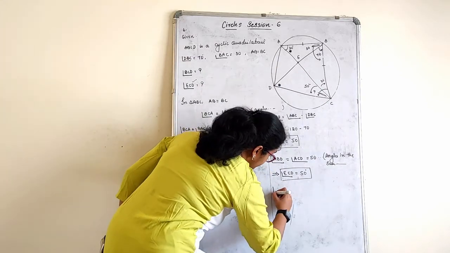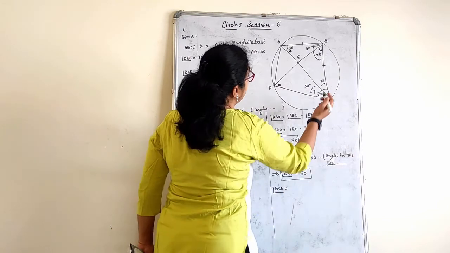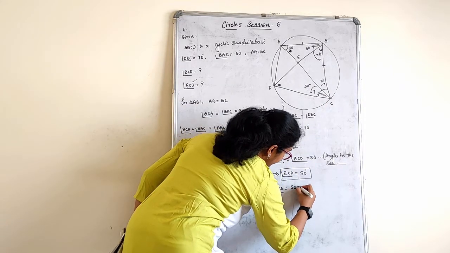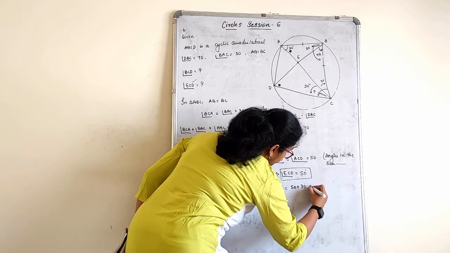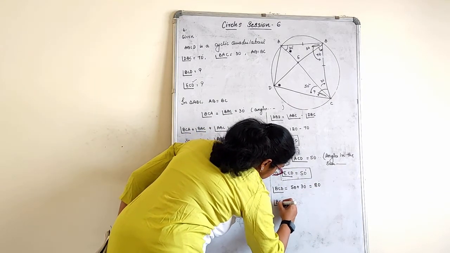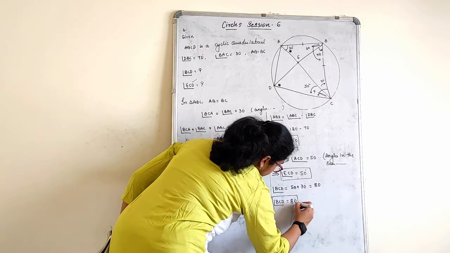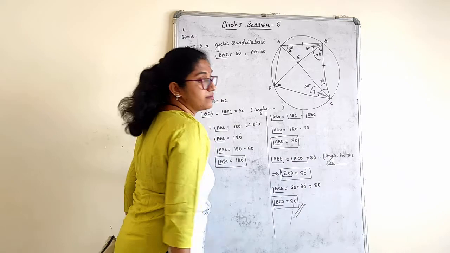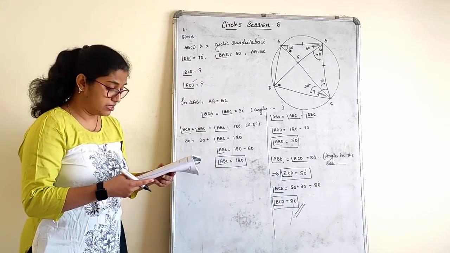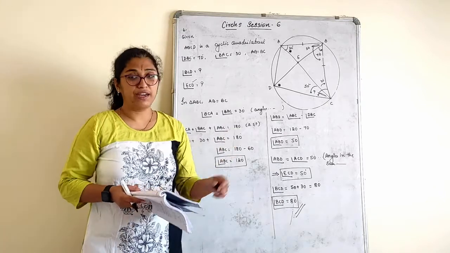Angle BCD. Shall I do it here? Angle BCD is equal to, shall I write 50 plus 30 directly? 50 plus 30 is equal to 80. Angle BCD is equal to 80 degrees. And there we found out the angle. That's all what they have asked us here. Nothing much what they have asked us to find. Just highlight your final answers.